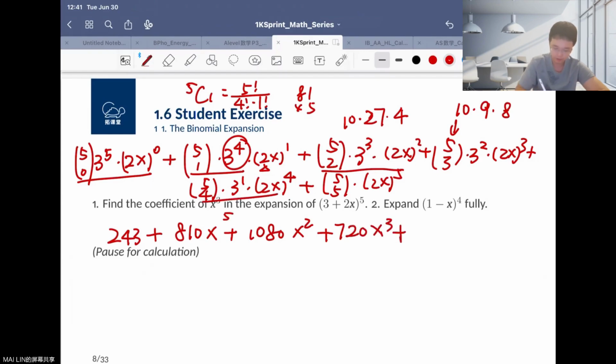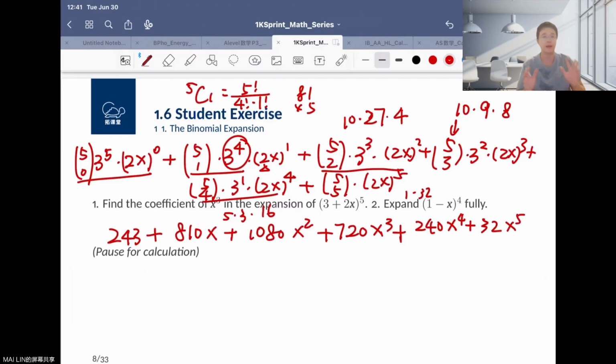And here is for 5 times 3 times 16. So it's 80 times 3 is 240x to the power 4. And then plus here is 1 times 32, right? So it's 32x to the power 5, okay? That is the final answer of it.